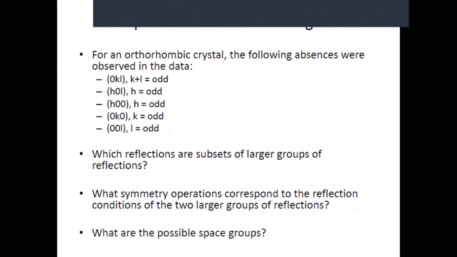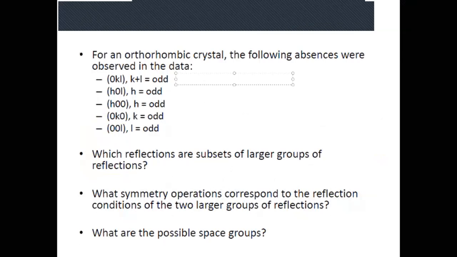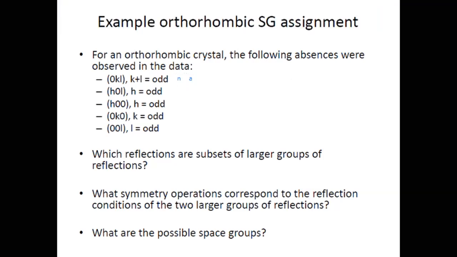So for an example of an orthorhombic space group assignment, let's go through this and see if we can identify it. Here we have a 0KL where K plus L is odd. Since K plus L is odd and the H is 0, this tells you it's an n-glide perpendicular to A. Because H is 0, that means X was negative, and K plus L means they're both translated. So this is an n-glide perpendicular to A.